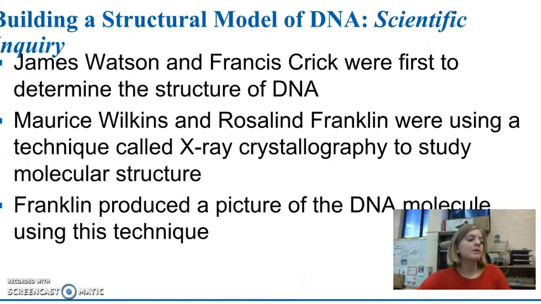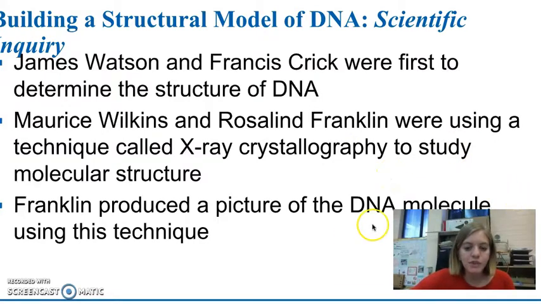So the people you probably have heard of are Watson and Crick, as well as Maurice Wilkins and Rosalind Franklin. And these are the folks that we really owe to helping us understand what the structure of DNA actually looks like. Remember, structure always influences function, so it's important for us to understand the structure. So Wilkins and Franklin used a technique called X-ray crystallography to study the structure of different molecules, in particular DNA.